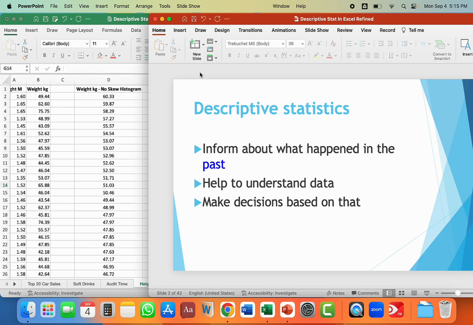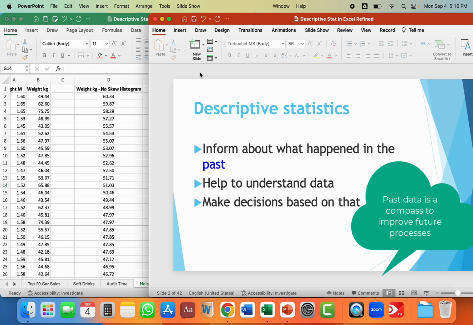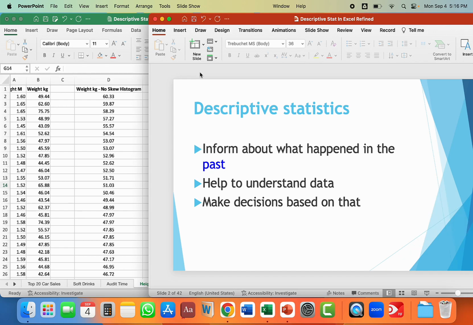Limitation in the sense that because they are based on past data, anything that we are going to develop will be reflective of that past performance. But it's also an advantage because that past data helps us to define a trend, or to understand a trend, where the process would be going in the future.